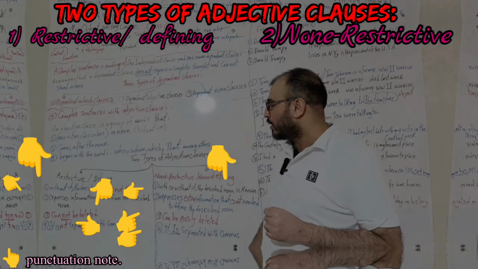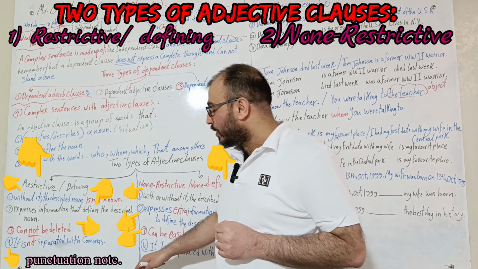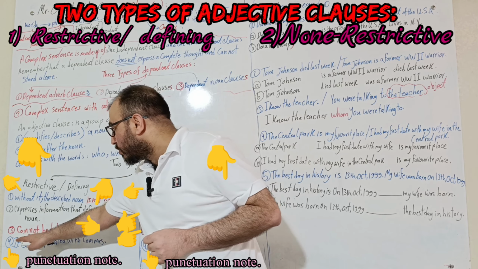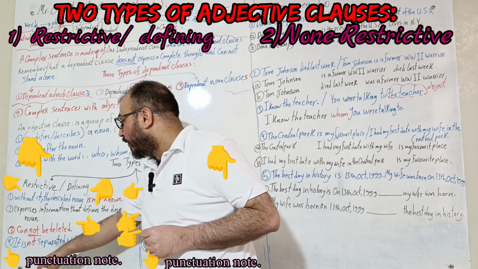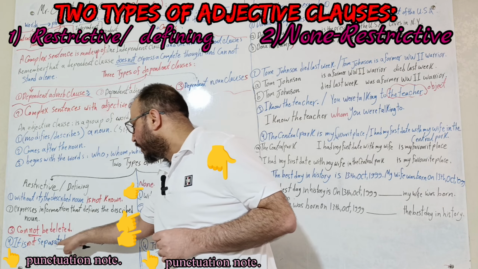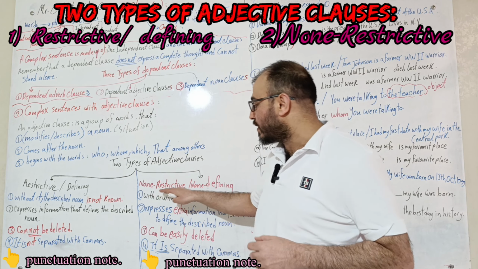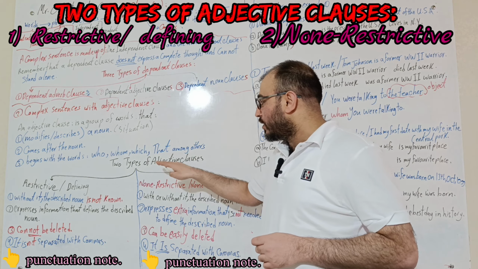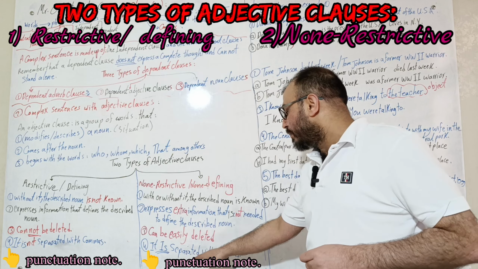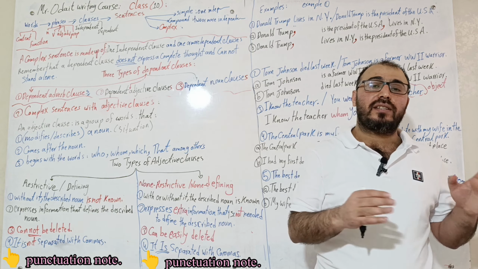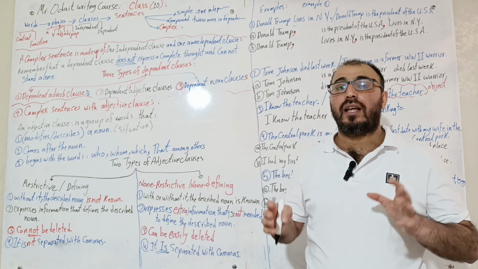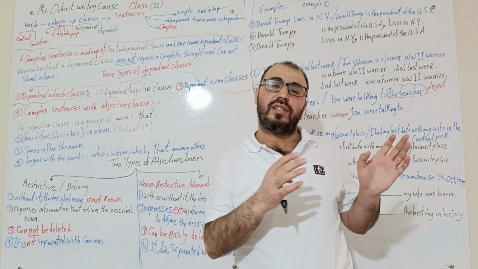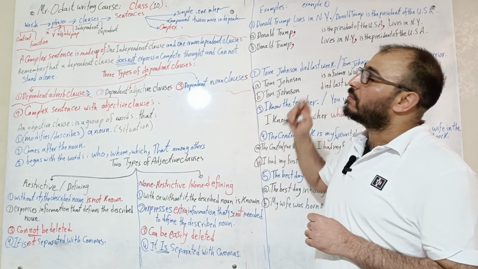We don't need it. And here, my friends, for the fourth feature, contrary to the restrictive or defining adjective clause, which is not separated with commas, the non-restrictive or non-defining adjective clause is separated with commas. And again, my friends, this is what we are going to see when discussing the examples here.